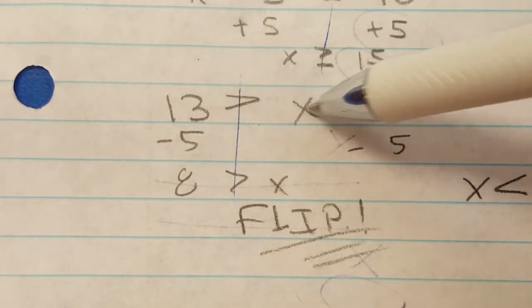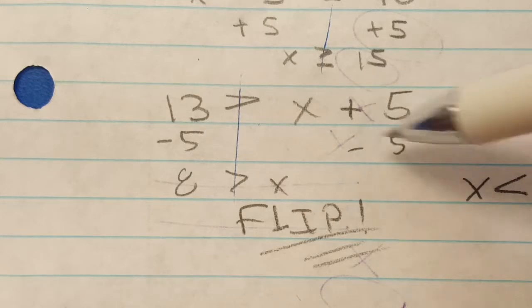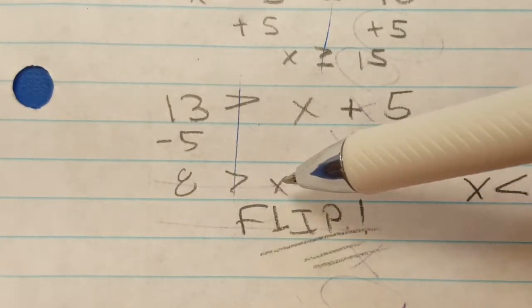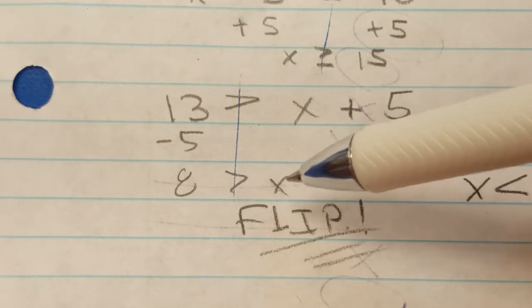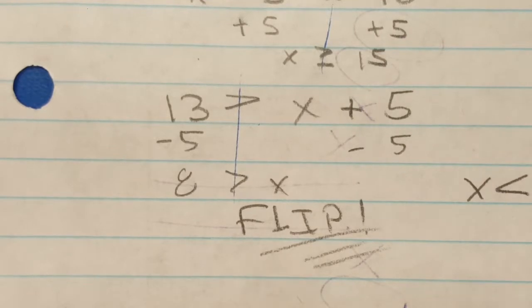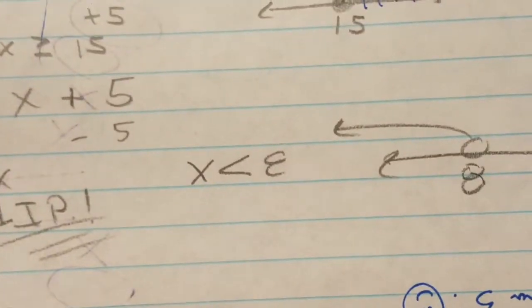Okay. So I have this x plus 5. How do I get rid of a plus 5? Minus 5, minus 5. So I have 8 is greater than x. You can always read it from the variable's perspective. In fact, you should always read it from the variable's perspective. X is less than 8, or just flip it. Boom. X is less than 8.